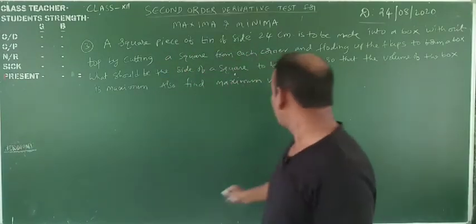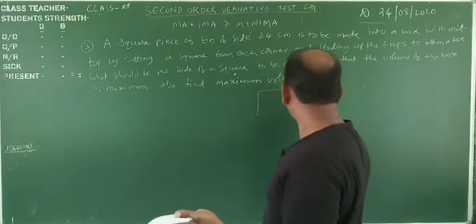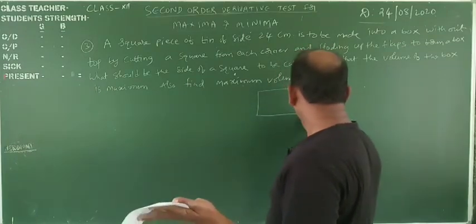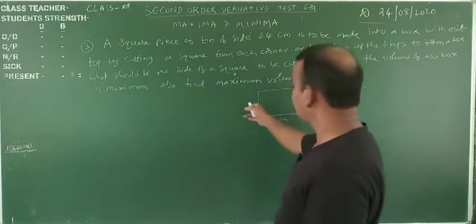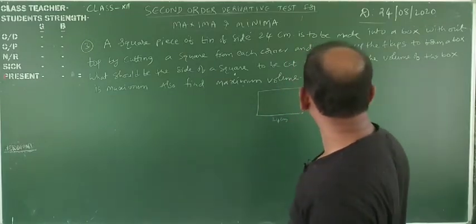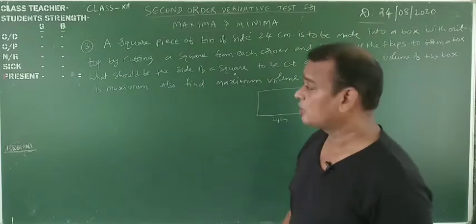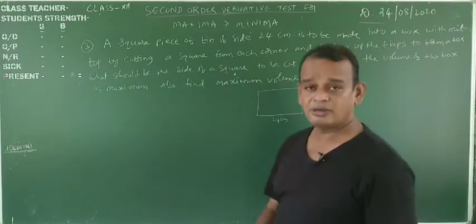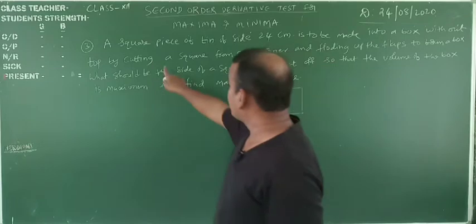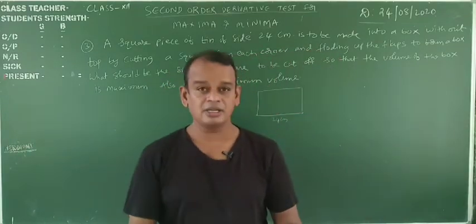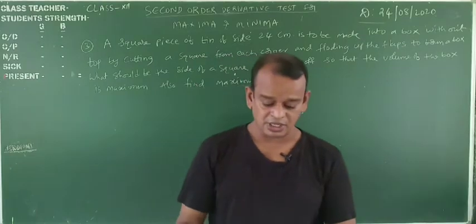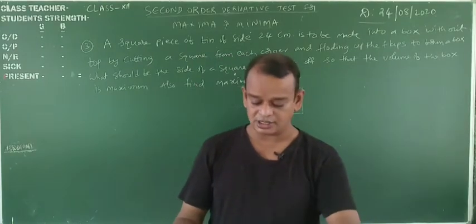24 centimeters is given. Yes, my dear students, 24 on every side. What happened after that is it is made into a box without a top, no top is there. By cutting a square from each corner, here, here, here, here, you cut the squares at each corner.